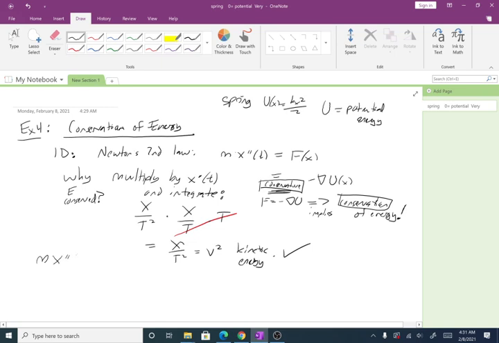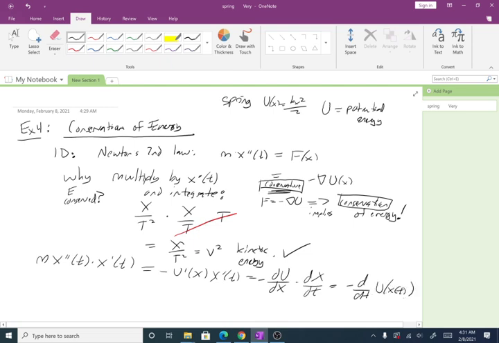We get m x'' of t times x' of t, and that's the left-hand side. The right-hand side will be minus U'(x) x'(t), which I'm going to write now as dU/dx times dx/dt. So it's actually the time derivative of the potential energy by the chain rule. So now for the left-hand side, this looks to me like m v'(t) v(t), where v is the velocity. So of course this is just the derivative of v squared over 2.